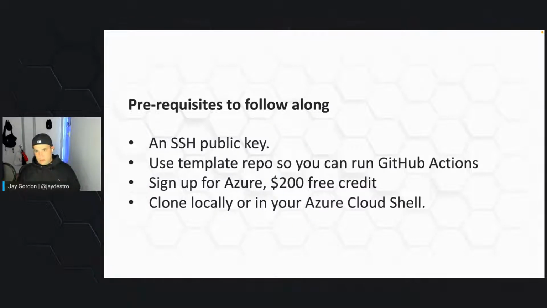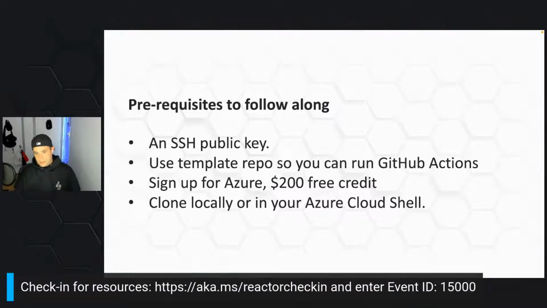If you're going to follow along, you're going to need a few things for your prerequisites. You're going to need an SSH public key. If you don't know how to do that, it's in the docs. We'll show you how to do that once we get to those docs. You can use the template repo so you can run GitHub Actions. It should be in your own account. You can't use the public template to run GitHub Actions. You need to have it as a part of your user. An Azure account, we're going to be building something for Azure, so an Azure account really helps. $200 of free credit. We'll get to that link in a second.